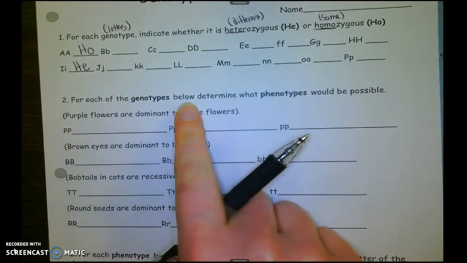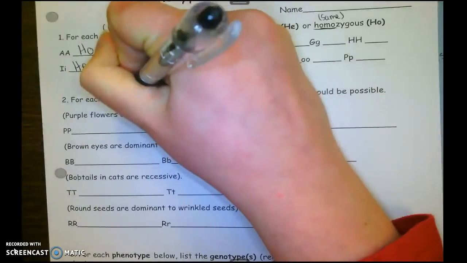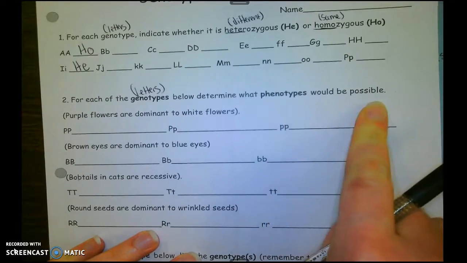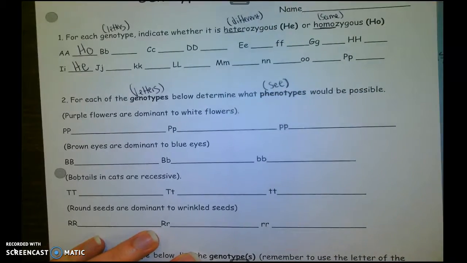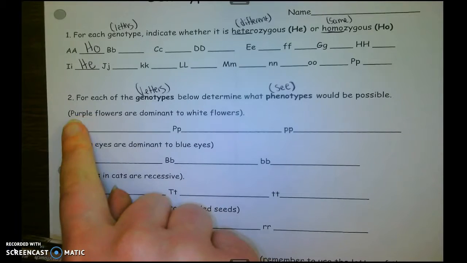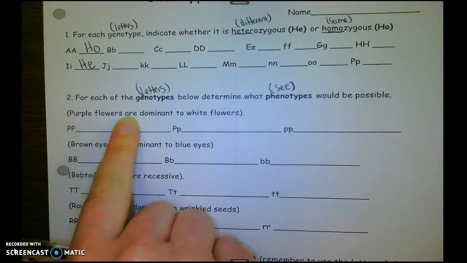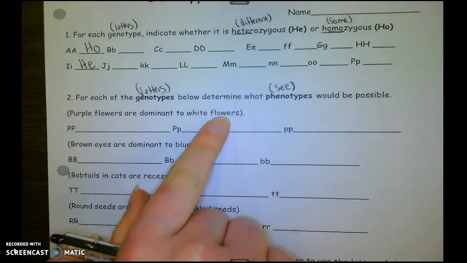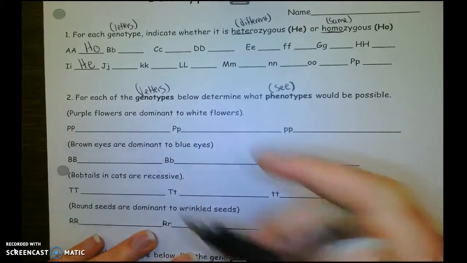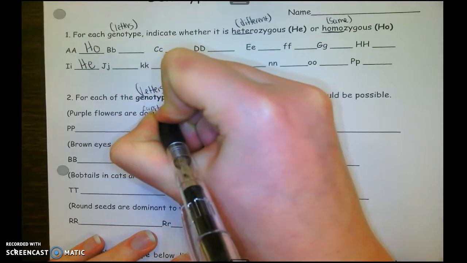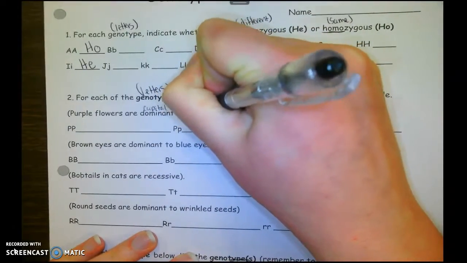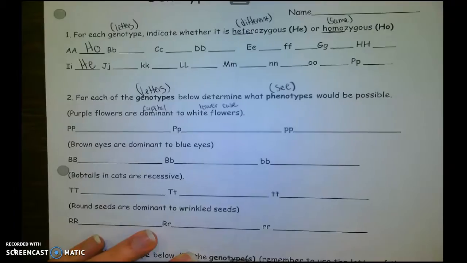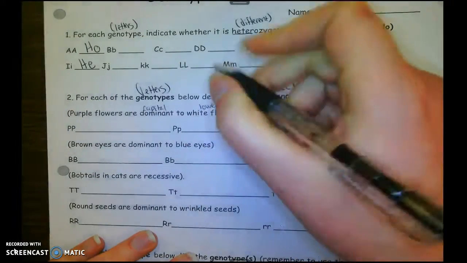Number 2, for each of the genotypes below, so for each of the letters below, determine what phenotypes would be possible. So phenotypes, that's what you see. We're going to use a little bit of information to figure this out. This information in parentheses is really important. Purple flowers are dominant to white flowers. So purple flowers are going to be capital. And the white flowers will be lowercase. Okay, so those are going to be your recessive. Your white flowers are recessive.